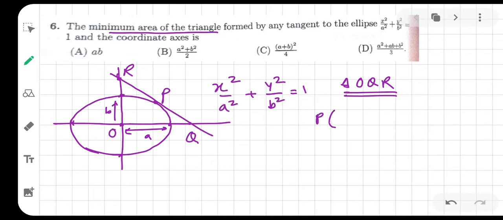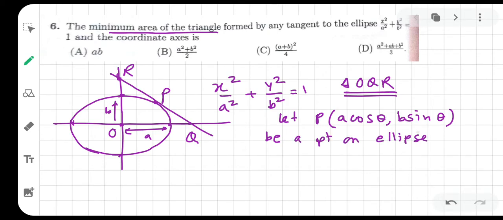So what can we take the general point P as? So P can be taken as a cos theta, b sin theta. Right? Let P (a cos theta, b sin theta) be a point on ellipse. Right? ये ellipse पे ही रहेगा for any value of theta.